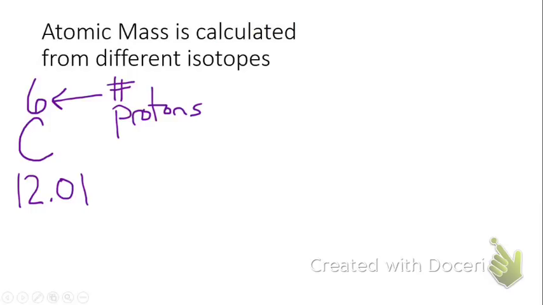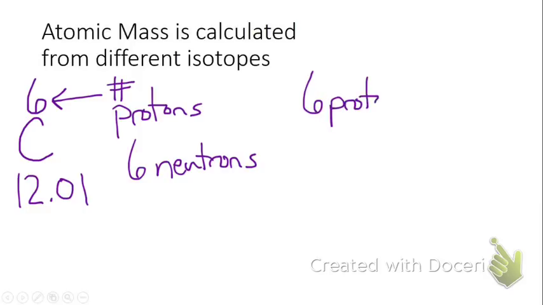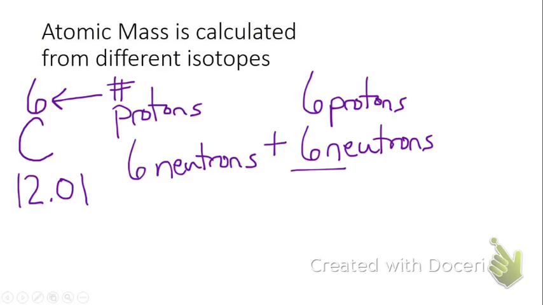Carbon also has 6 neutrons. Protons and neutrons are found in the nucleus of an atom. Protons are the positively charged element of the nucleus, and the neutrons have no charge. As we can see, carbon has 6 protons and 6 neutrons. Each proton and neutron weighs 1 atomic mass unit. So, carbon's atomic mass should be 12.